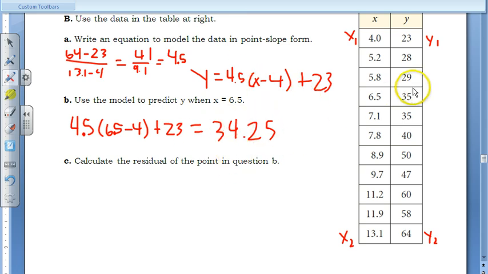When in actuality, my data tells me that if x is 6.5, y should be 35. So my actual y is 35 minus my predicted y of 34.25 means that my residual is 0.75.